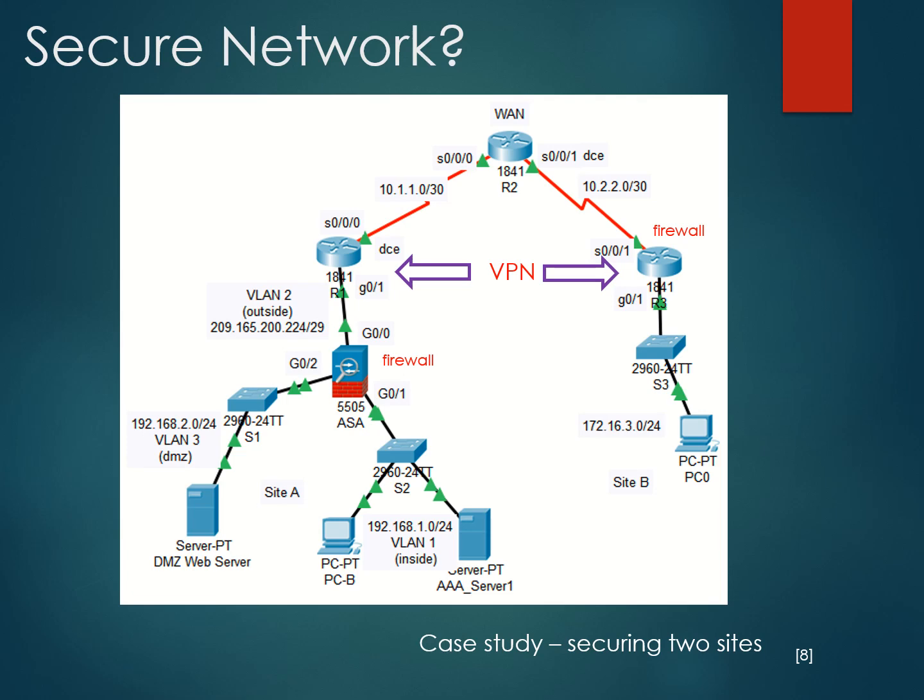So if we look at a secure network, we might typically set up a network scenario with 2 or 3 routers, some switches, some computers connected to those switches, and perhaps something like an adaptive security appliance, as there is in this particular example. So this is a case study that we might use, which would involve securing the network at 2 sites.